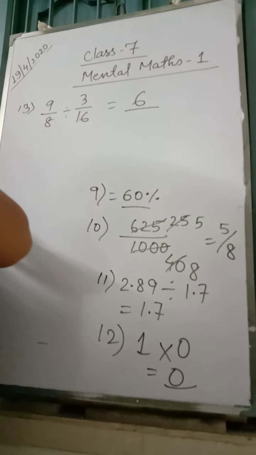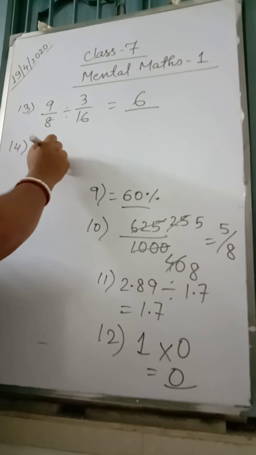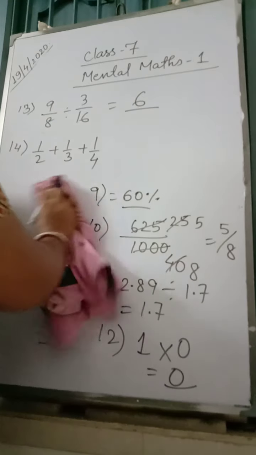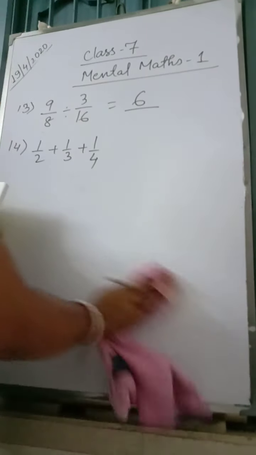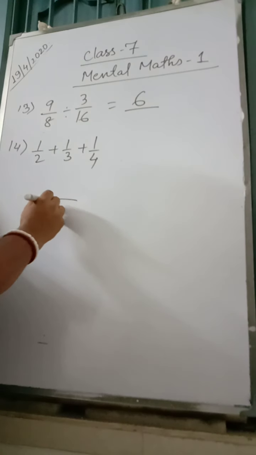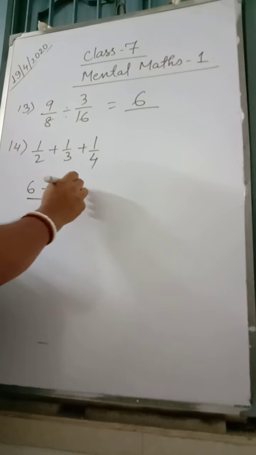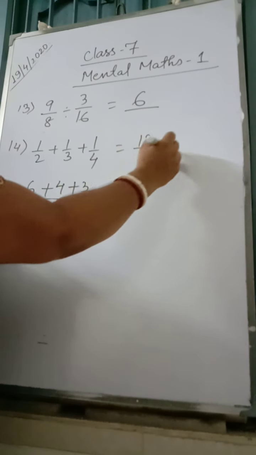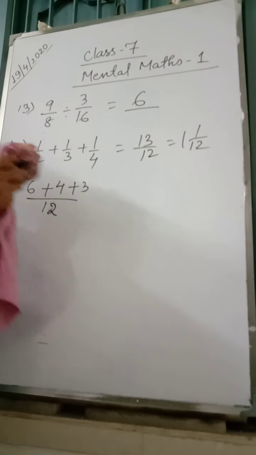14, you have to add 1 by 2 plus 1 by 3 plus 1 by 4. LCM of 2, 3 and 4 is 12. 2 sixes are 12, 3 fours are 12, 4 threes are 12. So this gives you 13 by 12, which is 1 whole 1 by 12. Number 15.